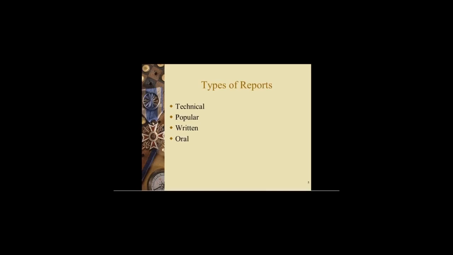And the distinction is technical reports are read by a very small number of people, whereas popular reports are read by a wider population. That's the basic difference. Now, a written report could be a technical report as well as a popular report. Similarly, oral reports also could be technical and popular. The distinction is in a written form, you have to present all your ideas very systematically, whereas in oral form, you have to prepare your presentation slides and get into the presentation mode. That's how we distinguish these reports.